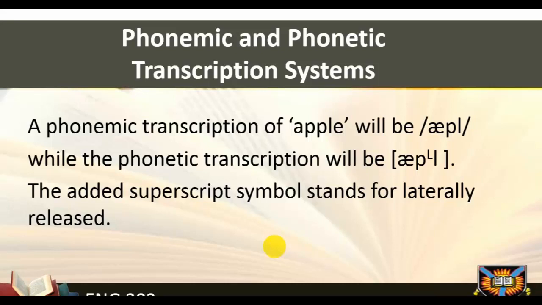On the other hand, a narrow transcription is detailed. It contains phones. Do not forget that phones are actual sounds. A phonetic transcription will regard the application of rules. A phonemic transcription of apple will be short APL transcribed, while the phonetic transcription will be short APL. The added superscript symbols stand for laterally released.